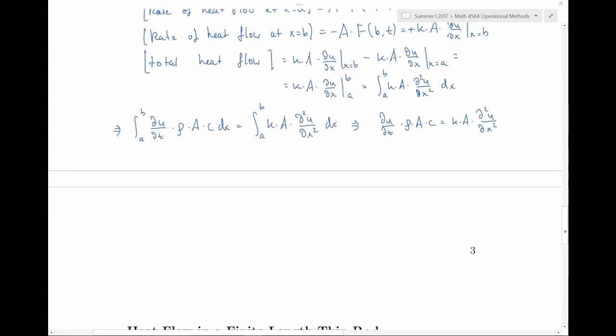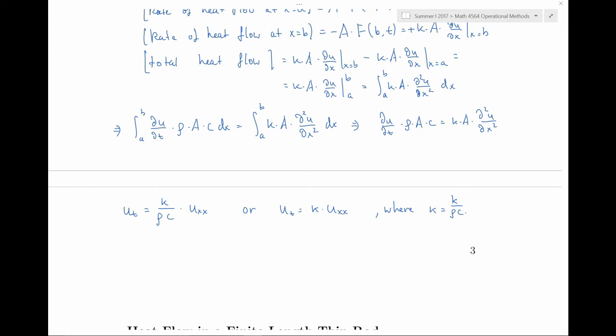Simplifying this, we arrive at the fact that the time derivative of u should be the same as k over rho c times u x x, where sometimes k over rho c is exchanged with a single constant, kappa, where kappa is a Greek letter akin to the letter K. With this single constant, the equation looks a lot cleaner. And that's the equation that we're going to mostly consider.